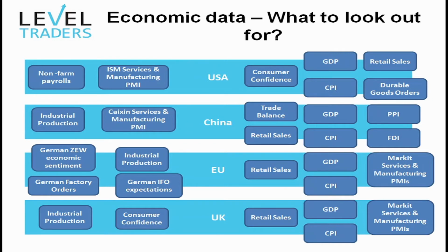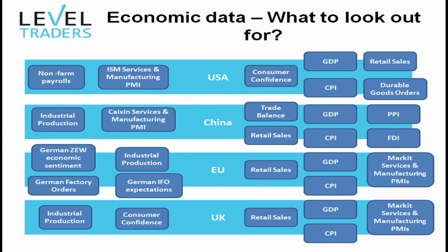The first one I've got here is GDP. GDP we've already been through, so that's a given and one to watch. If we start with the US, the unemployment figures are released once a month, known as the non-farm payrolls. That's another release I would recommend keeping an eye on, and I'll go through examples of how that impacts the market shortly.